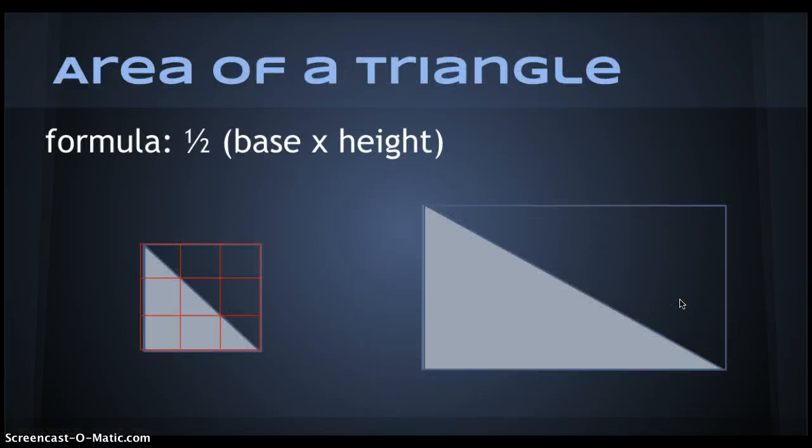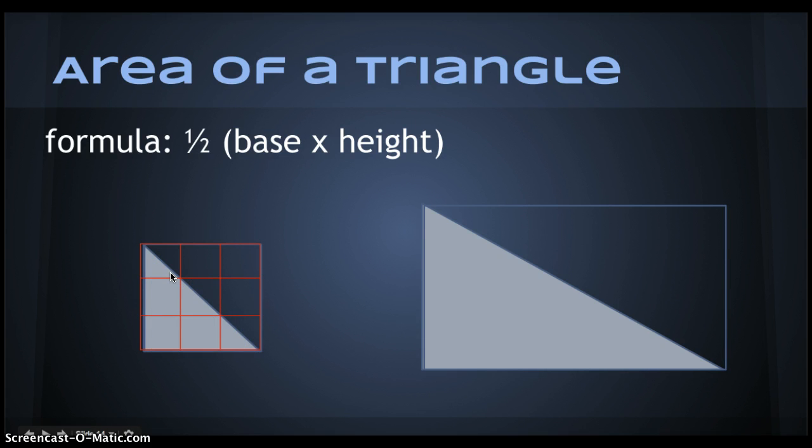Let's try to find the area of a triangle. There's a different formula for this. It is 1/2 base times height. As we can see here, we have a triangle, and let's try to count up all of the area. We have 1, 2, 3 boxes, then we have some half boxes. We have 1/2 plus 1/2 equals 1. So 1 plus our 3 is 4, and we're left with 1/2. So the area of this triangle is 4.5.